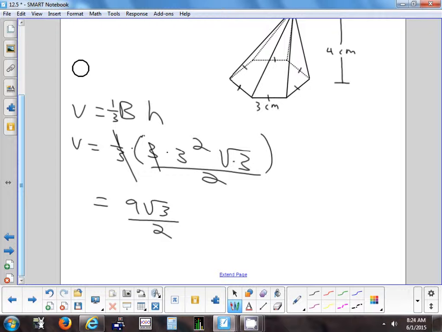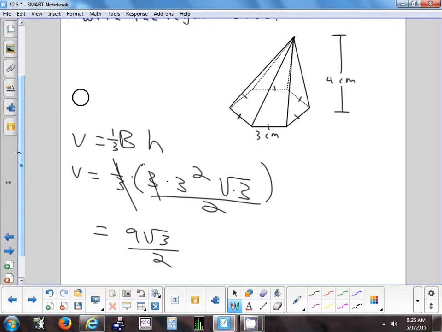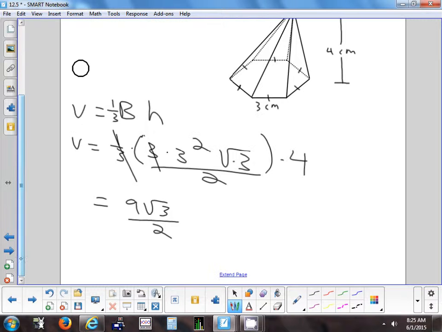Any questions on what we did there? Oh, one more thing I forgot. What did I forget? I've got 1/3, the area of the base. What's one more number I should have on the end? The height. Yeah. Sorry about that. So make sure you put times the height on the end. Everything here is still fine. Just put on the times 4.